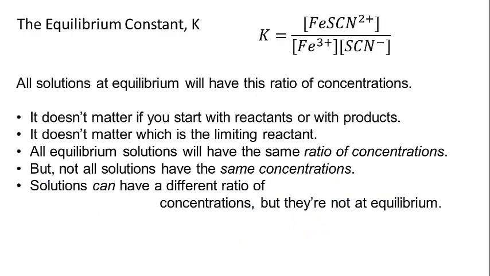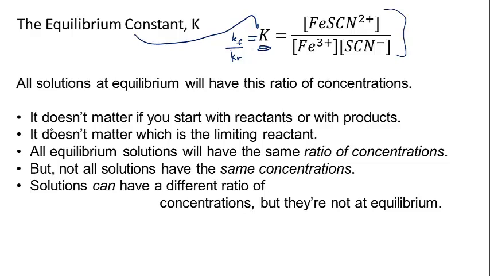And the idea is that at equilibrium, this capital K, which is the equilibrium constant, is going to equal K forward over K reverse. You don't actually need to know either of those, but that ratio is equal to the overall equilibrium constant K. At equilibrium, this ratio of concentrations will equal that value. And that's the idea of the equilibrium constant.